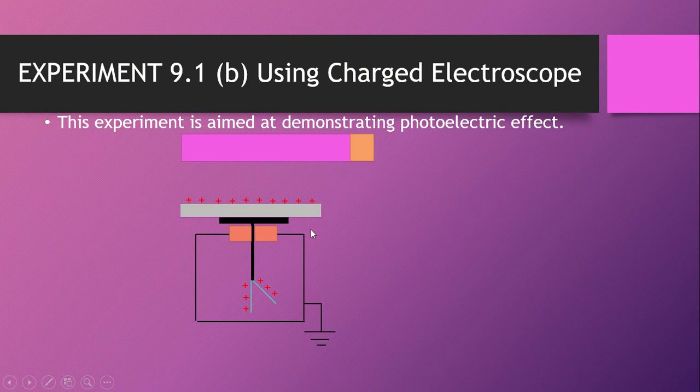Here we have the zinc plate, and here we have the charged electroscope. What we are going to focus on are two ways in which the electroscope is charged, both negatively and positively. We are beginning here with the positively charged electroscope.